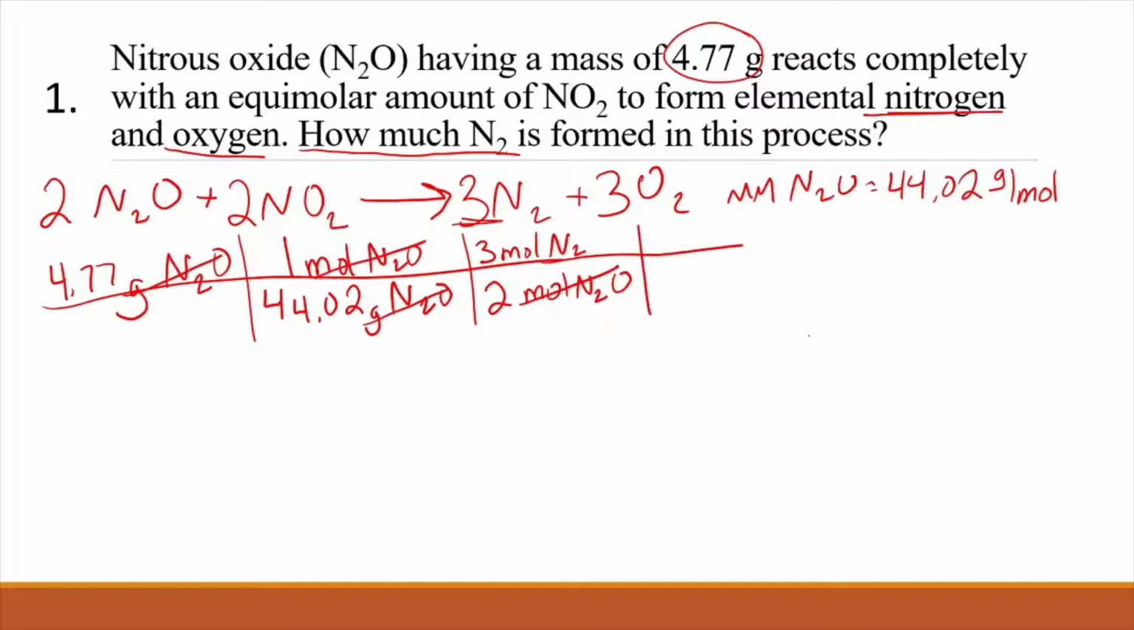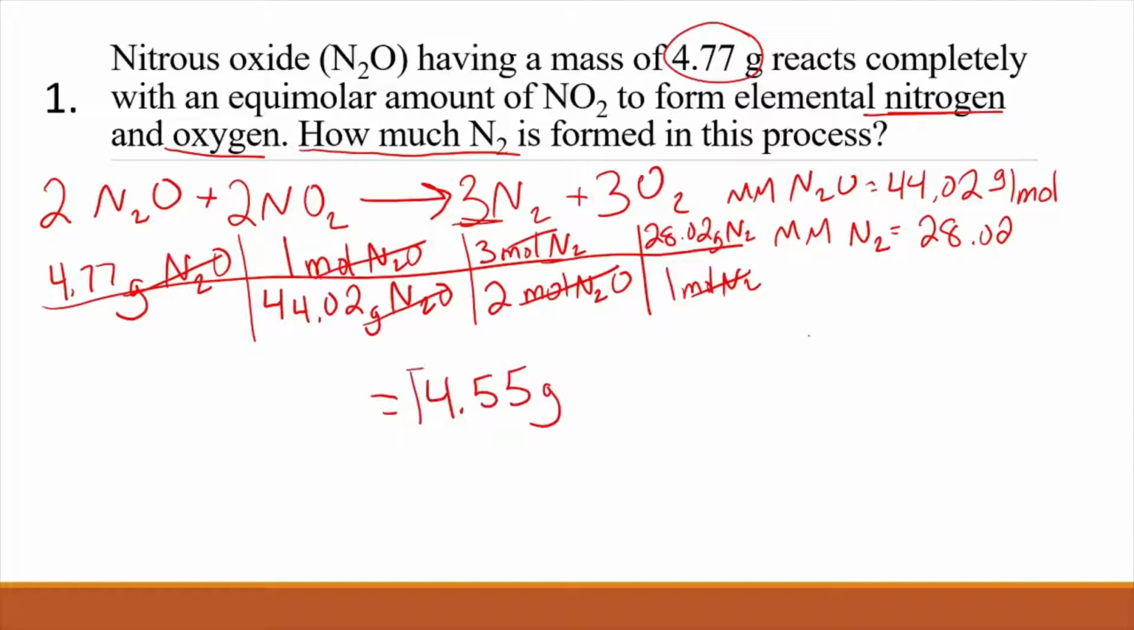And then lastly, we need to go from moles to mass, and we're going to use the molar mass now of N2. So that is twice the molar mass of N, not N2O, just N. So that comes out to be 28.02 grams per mole. So we have 28.02 grams of N2 for every 1 mole of N2. So those cancel out. Pop all this into your calculator, and you're going to get 4.55 grams.